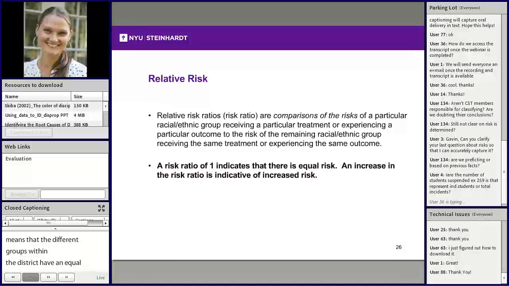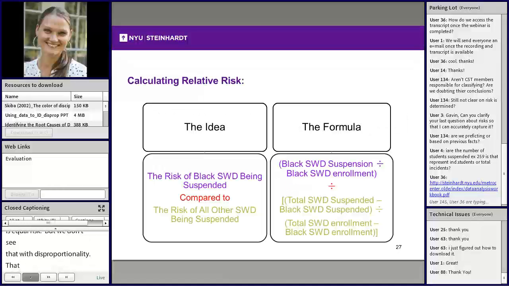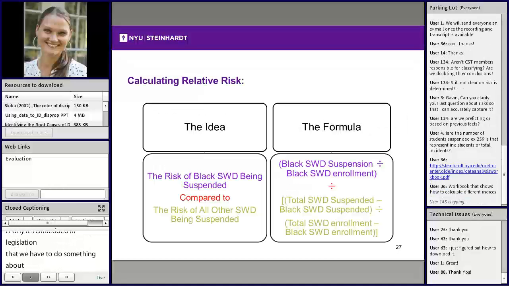So for example, if I were to walk into a school district as a white woman, what's my risk of being suspended compared to if a Black woman or a Black man or a Hispanic woman or a Hispanic man walked into a school district? What is their risk of being suspended in this environment? You're comparing all different risks within a context. And so if you have a risk ratio of 1 where each particular group has the same risk, there's equal risk. But we don't see that with disproportionality, and that's why it's embedded in legislation that we have to do something about this.